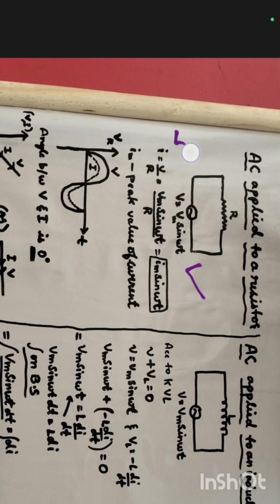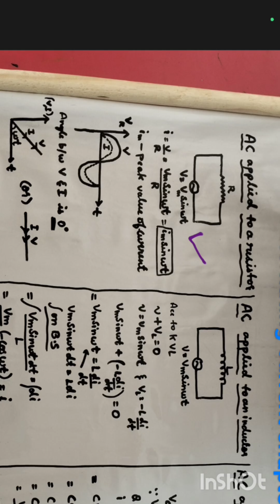By Ohm's law, we know that I is equal to V by R. So we know V is equal to Vm sin omega t. I is equal to V by R, Vm sin omega t divided by R. So we just take this part, that is Vm by R, which will give rise to Im. It will give I is equal to Im sin omega t. Im is the peak value of the current.